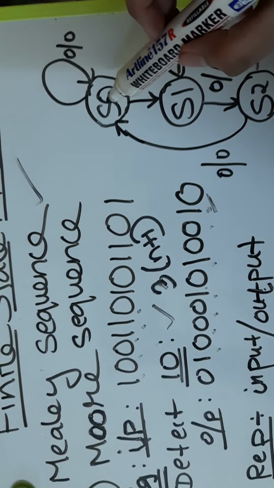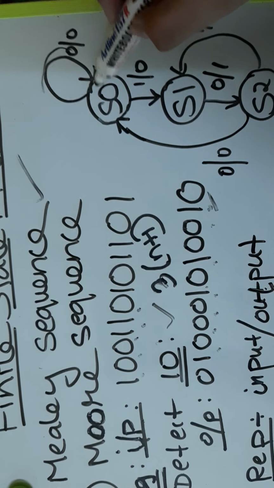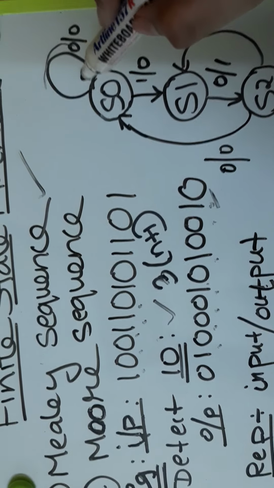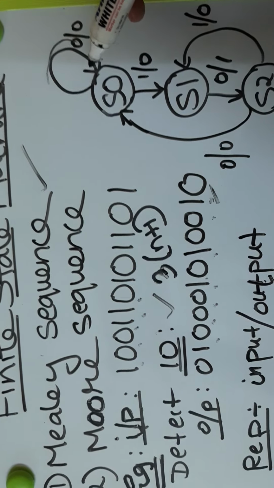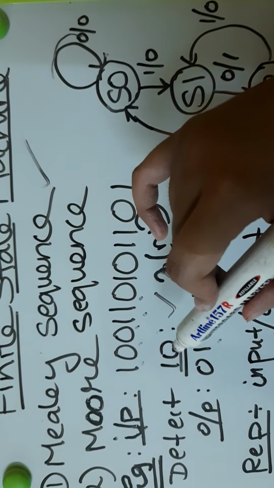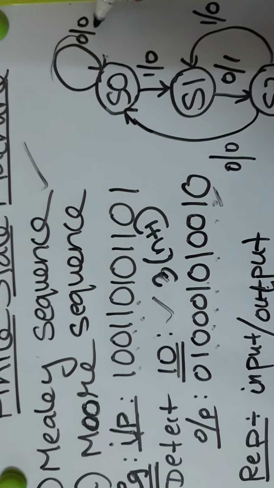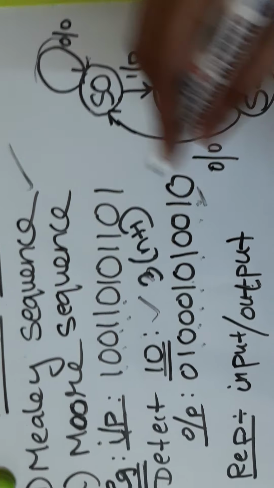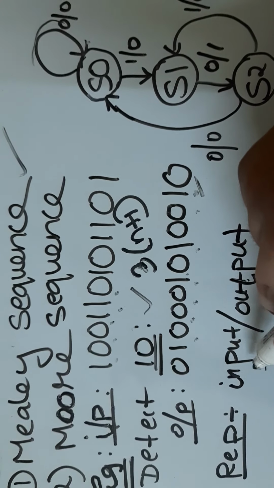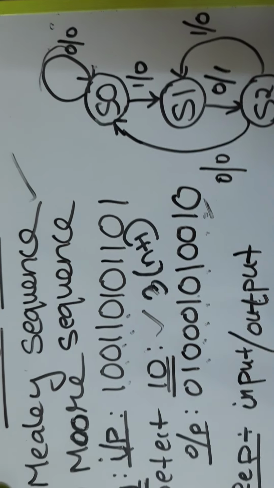Now let's see the input. Initially, if the input is 0, it will remain at S0 only. It will remain in the same state. So I have a loop starting from S0 and ending at S0. Because what I have to detect is 1, 0, so my first bit should always be 1. So if my input is 0, it will remain in the same place. So 0/0. This is the representation of input and output: 0 is my input, 0 is my output.